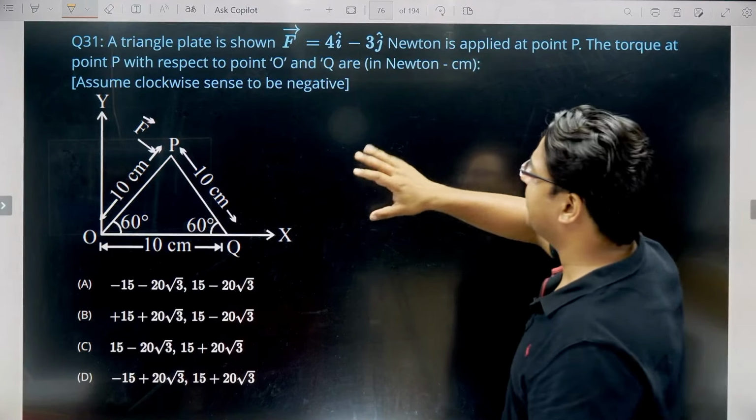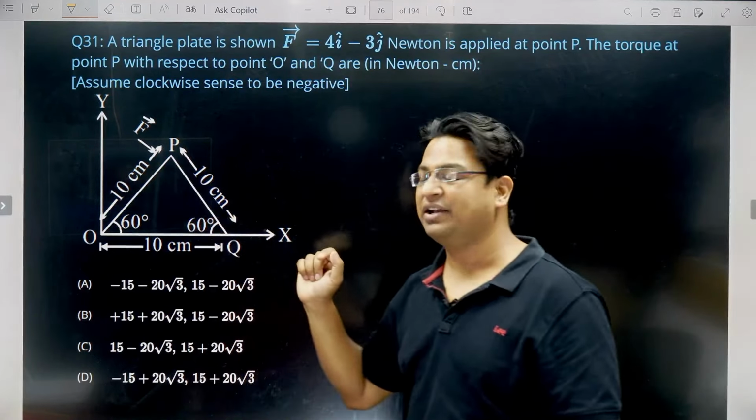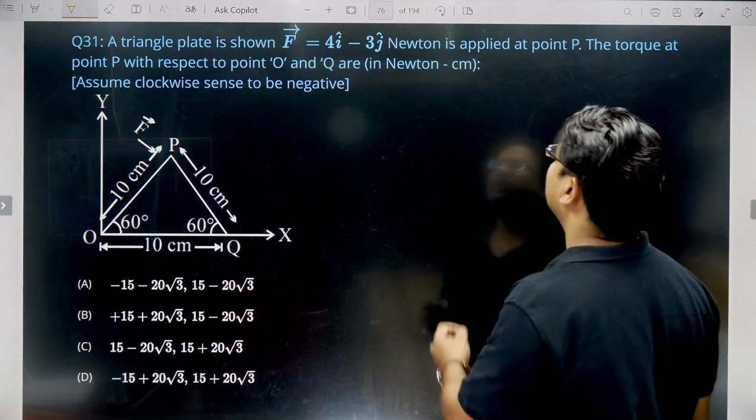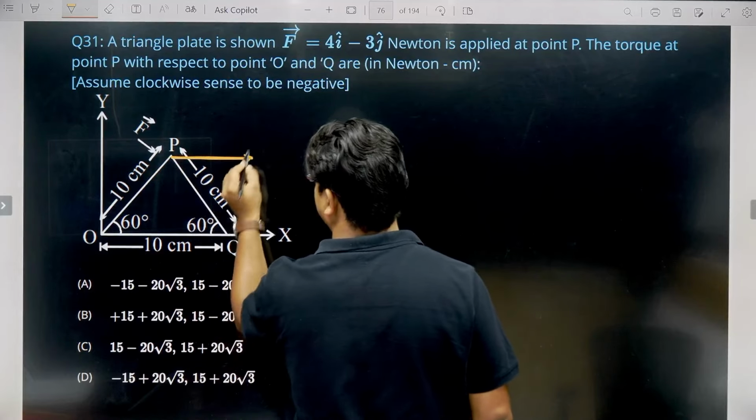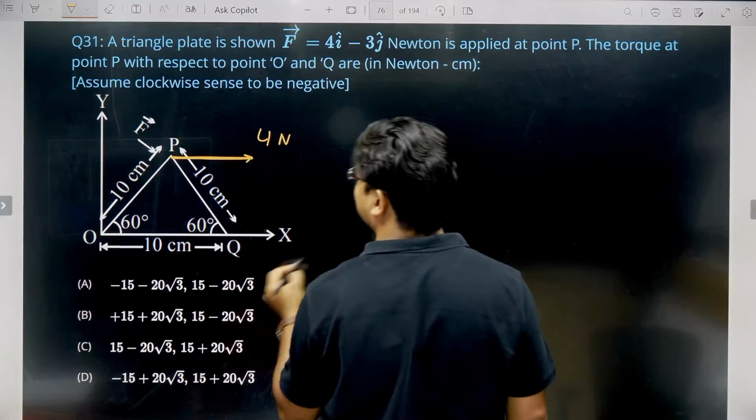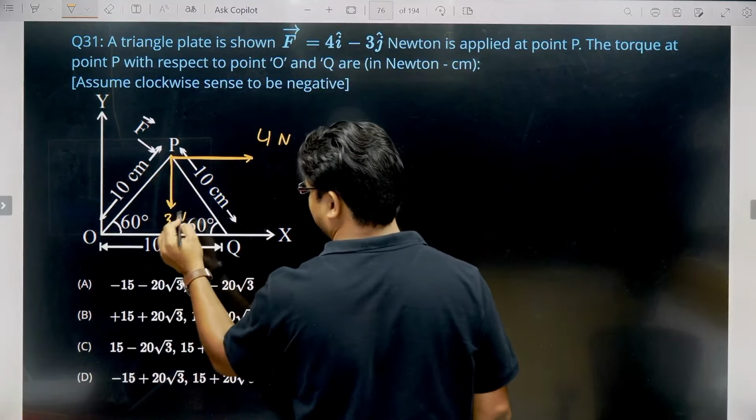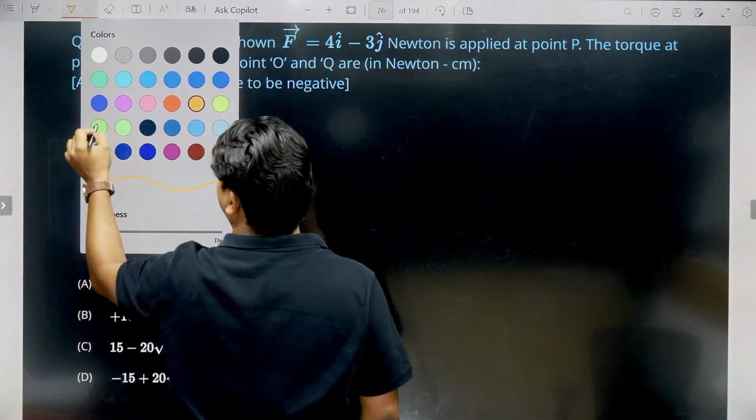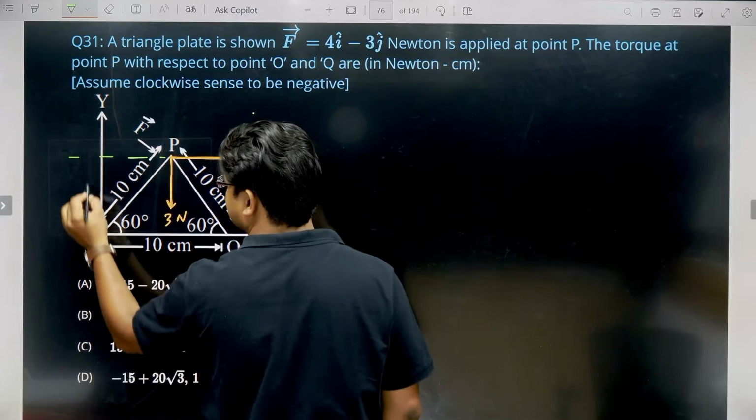So the force has been applied. In this figure, the force has been shown inclined, which will confuse you, so I will not rely on this. I will rather rely on what is given here. So 4i cap would mean that the force is in this direction, 4 Newton, and minus j cap would mean that it is in this direction, like 3 Newton in this direction. So I'm going to use these forces to calculate the torque. Now let's say if we want to calculate torque about O, then we will need this distance.